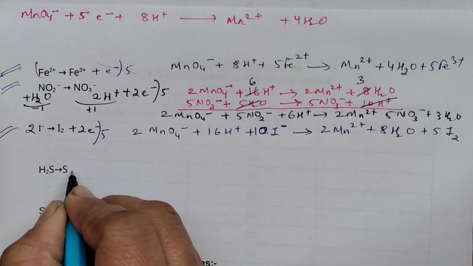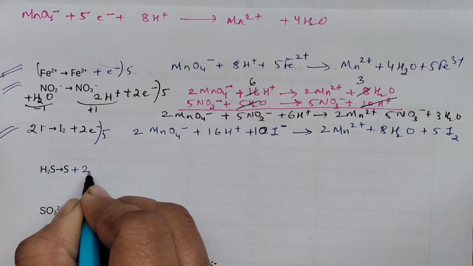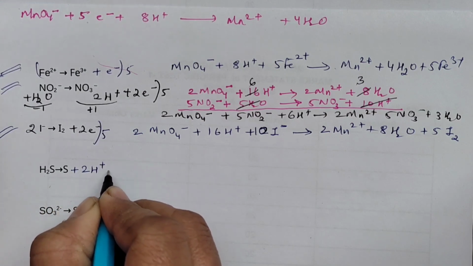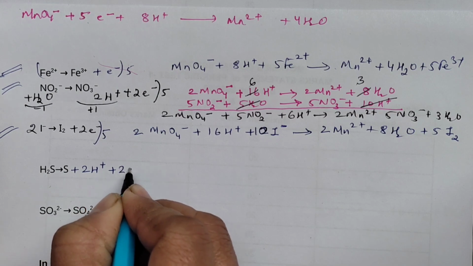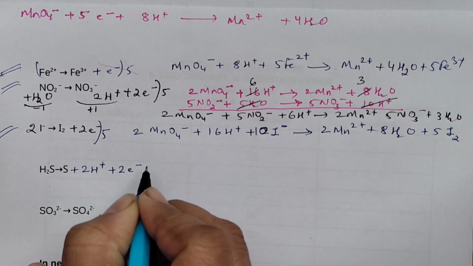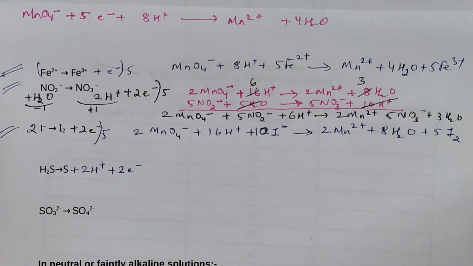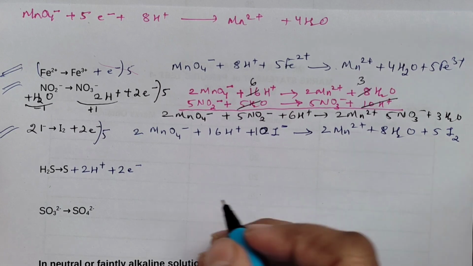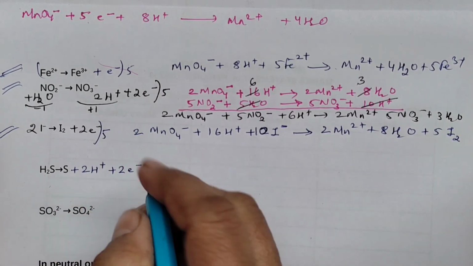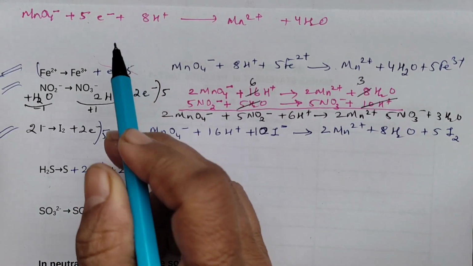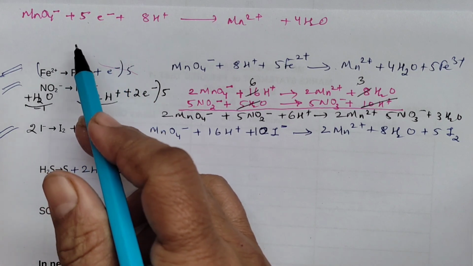O is not there. Only H balancing is there. Then you will have to balance electrons, so 2 electrons to be balanced. That's it. This equation is to be multiplied with 5, that equation with 2. And I will just write down the final equation because you have enough practice. So you multiply this with 5 and the upper equation, the iodide, this permanganate, with 2.